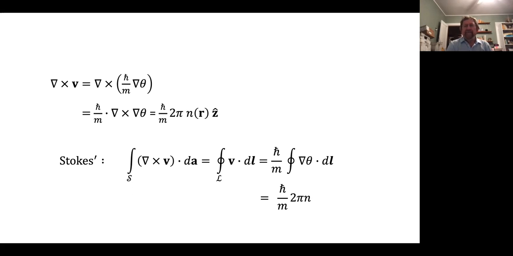This n is completely robust to such perturbations. And so this n is actually a genuine topological invariant. And it's simply the strength of the vortex, an integer: 0, plus or minus 1, plus or minus 2, and so on and so forth. 0 means no vortex, of course.